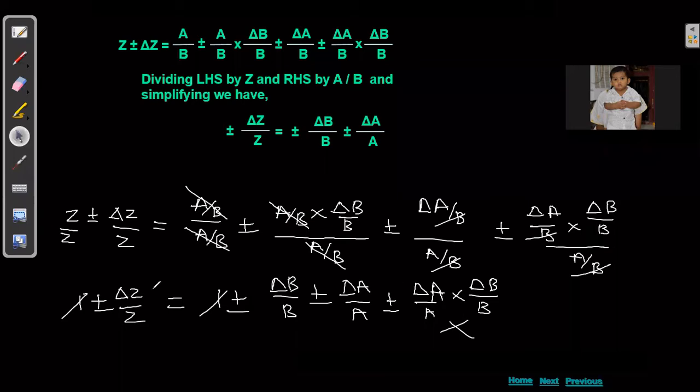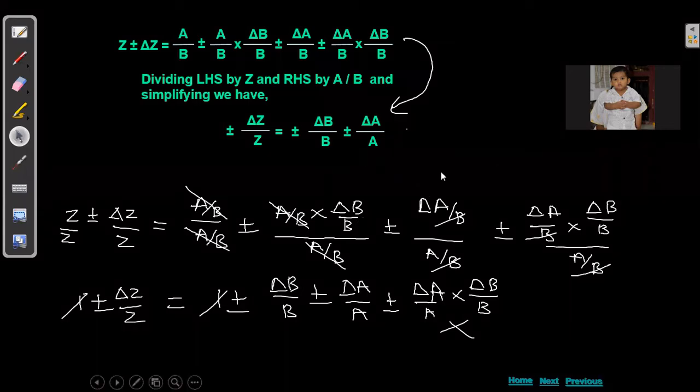So what is left out? Plus or minus delta z by z is equal to plus or minus delta b by b plus or minus delta a by a. That is what is left out. That is what I have directly written here. Okay, how this step has come from here to here means this is how it comes. I hope you understood it. Next, if I continue further, so what we can write further, just see.